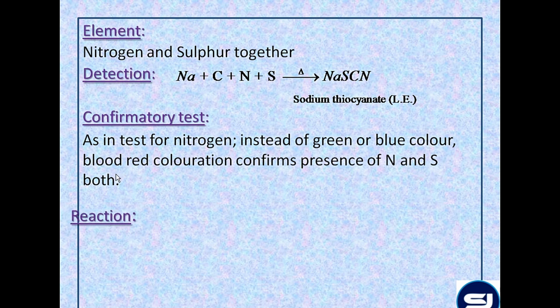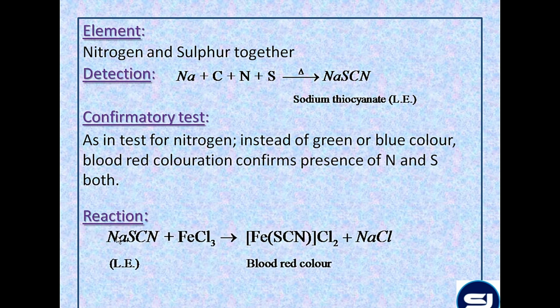And the corresponding reaction is the Lassaigne's extract of NaSCN reacts with ferric chloride and gives [Fe(SCN)]Cl2. So the blood red color is due to the formation of this complex, which has the IUPAC name as thiocyanato iron(III) chloride, with thiocyanate as the ligand, iron in the +3 oxidation state, and the anion chloride. And this complex has a blood red coloration.